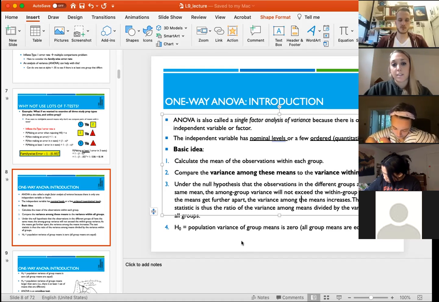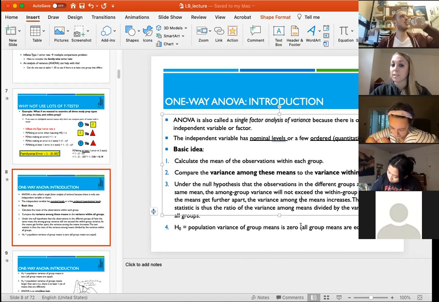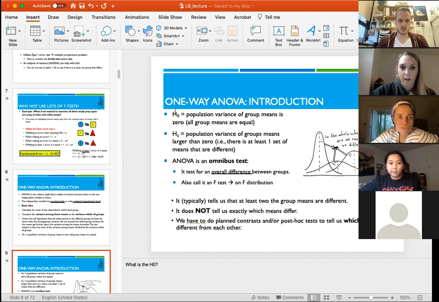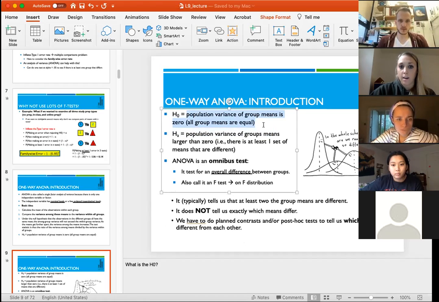And so our null hypothesis is that the population variance of group means is 0. The other way that we can say that is that all group means are equal. So that's that group 1 equals group 2 equals group 3. So here's an example of how we might see this. Our alternative, so this is something that's different. Usually our null is that the means are equal. The alternative is that they are not equal.